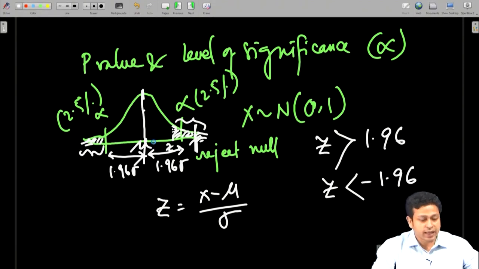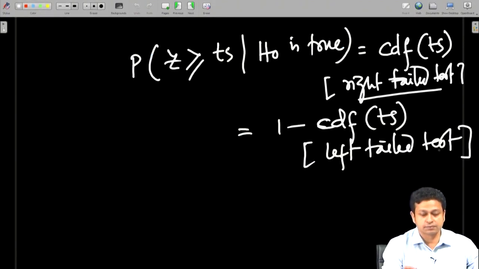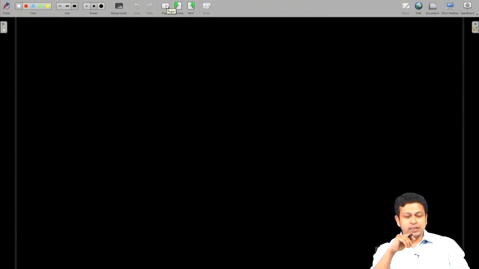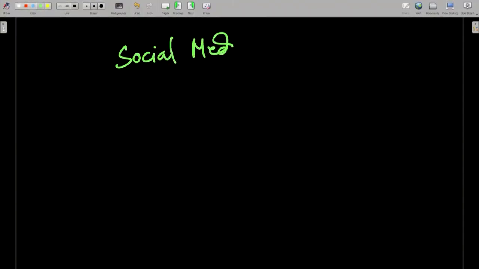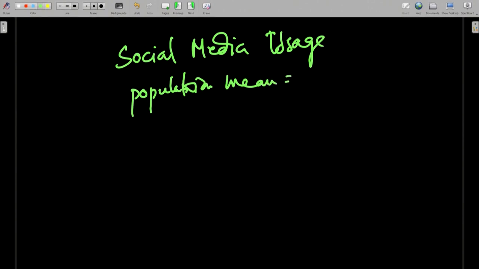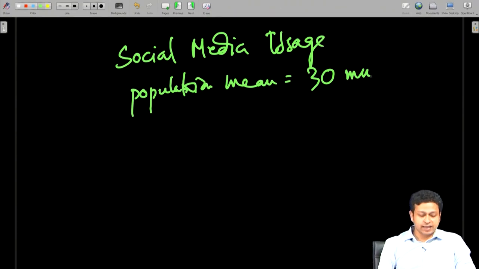All right. So, with this we will do one example, just one example of p-value, and let us say this example is about social media usage. Let us say the social media usage of students in IIT Kharagpur, and let us say we have the national average, the population mean. People usually use around 30 minutes per day of social media, okay.